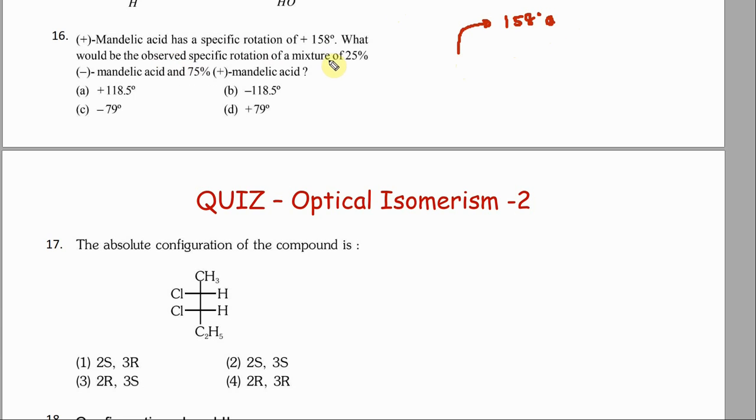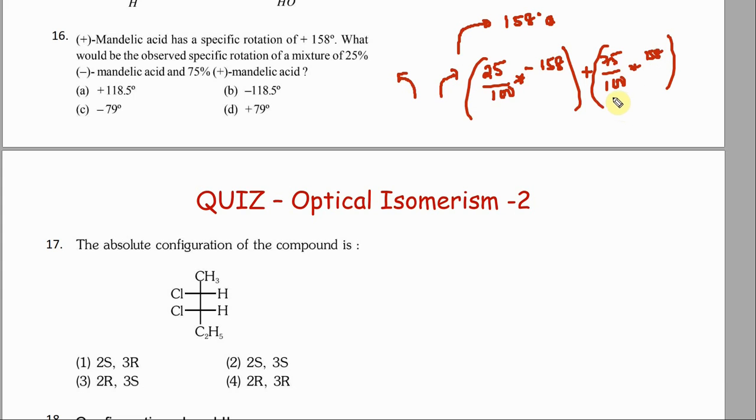What would be the observed specific rotation of a mixture of 25% minus Mandelic and 75% plus Mandelic? So 25% is going to rotate to the left side, 75% is going to rotate to the right side, correct? So what you can do, what is the net? This is logic. So I'm going to have 25 by 100 times minus 158, this rotates to the left so that whole thing is negative, plus 75 by 100 times positive 158, correct? So this math you can do any way you like.